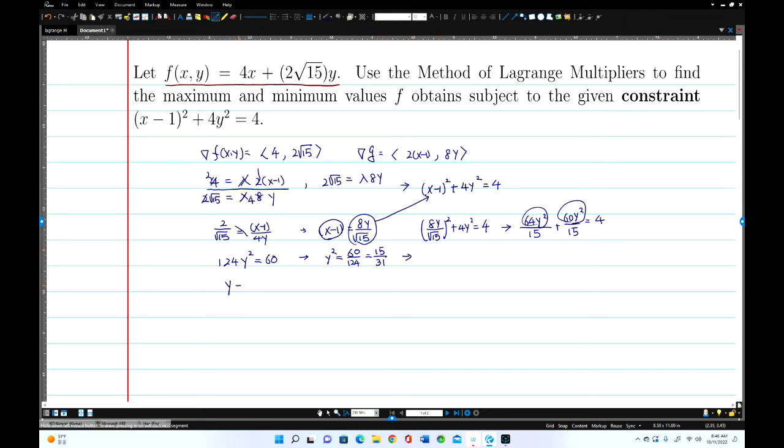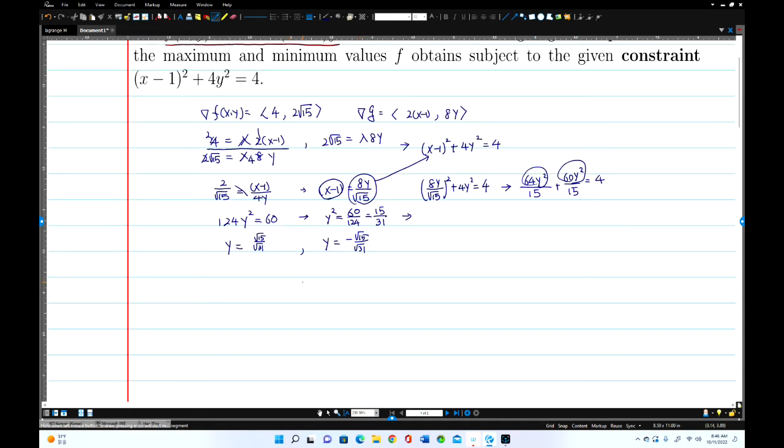So from here we got two numbers. First one, y equals how much? Positive √15 over √31. The other one is y equals negative √15 over √31. That is the value of y.